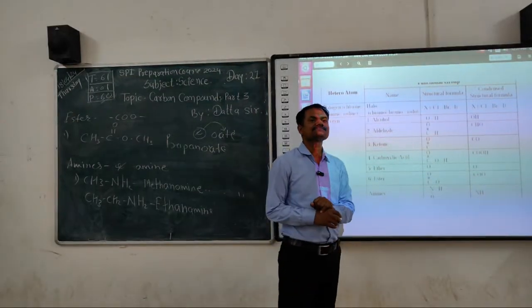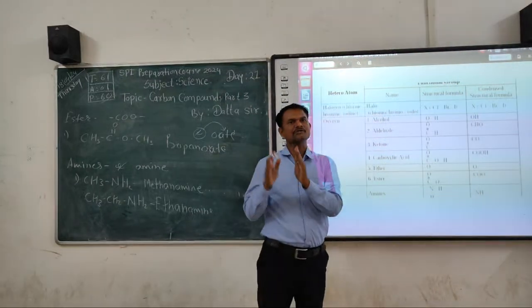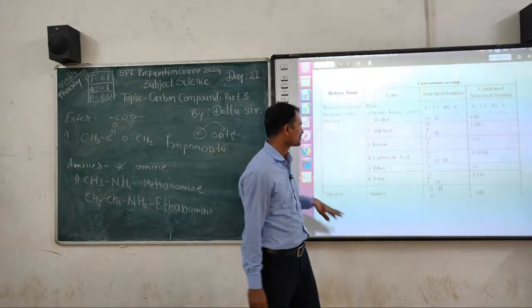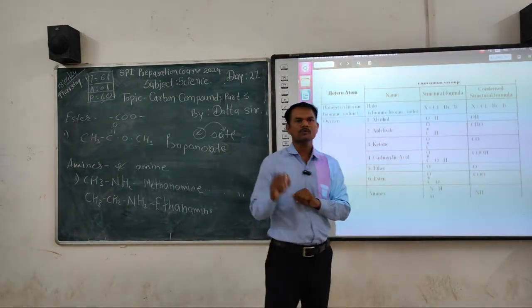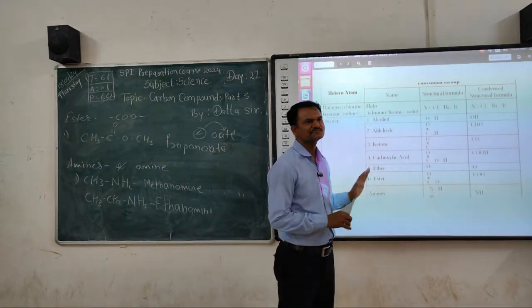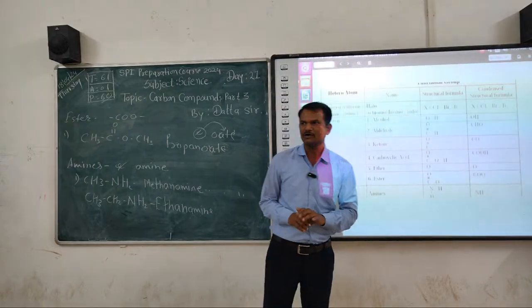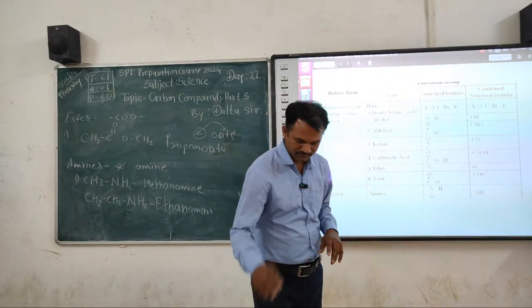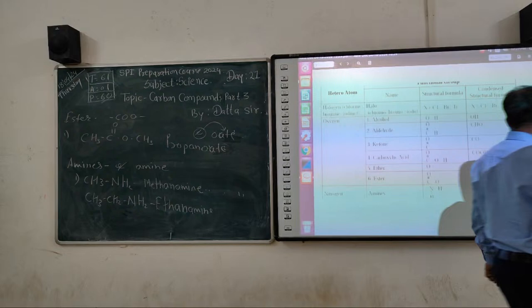For ether, methoxy, ethoxy, propoxy, whatever it may be. Then for ester, OATE. And then amine, remove E. It is so simple. Okay, have you got it? Let's start the next point.